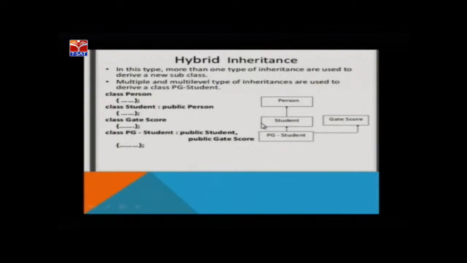Friends, here we are not defining the class student again. Why? Because student is the derived class of the person, and as I said, this is the multiple inheritance, it acts as the base class to the PG student. So I hope you are clear.